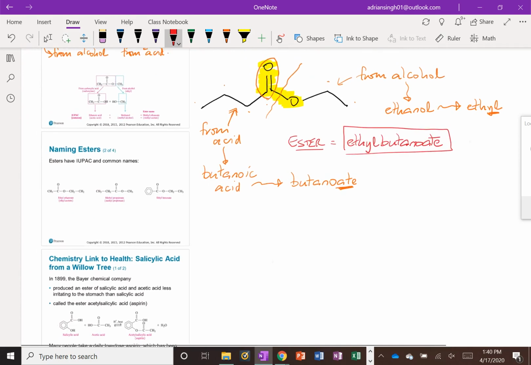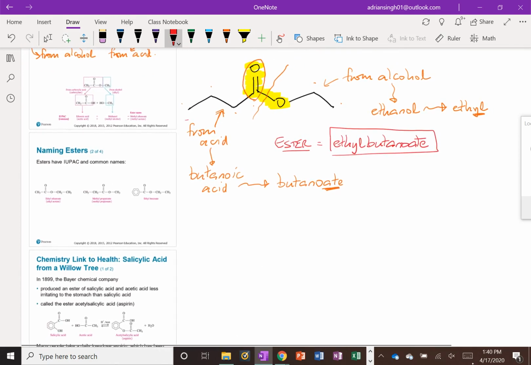All right, so oftentimes the way that you draw an ester is sort of opposite to the way that it's named, right? So when you draw it, you typically have the acid part first and the alcohol second. Well, when you name it, the alcohol part goes first and the acid part goes second.